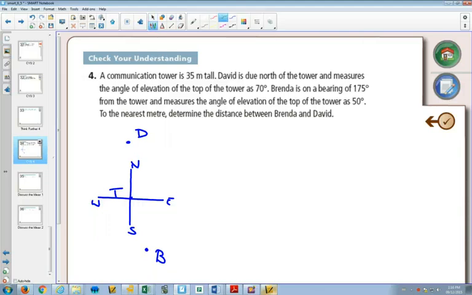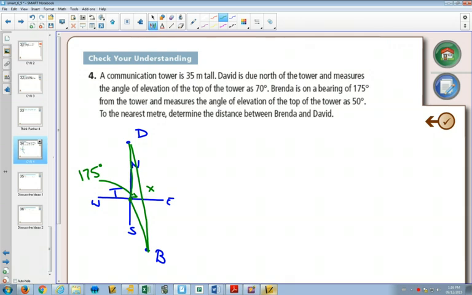So the situation makes, from the tower to David to Brenda, and this is what we're trying to solve, how far apart they are. It makes a triangle. That triangle that we're given has only one piece of information so far. We know that this angle right in here is 175 degrees. But we also know in order to solve anything with a triangle, we need three pieces of information, and one of those pieces of information has to be a side. So this triangle, the way that it's drawn right now, doesn't have enough information.